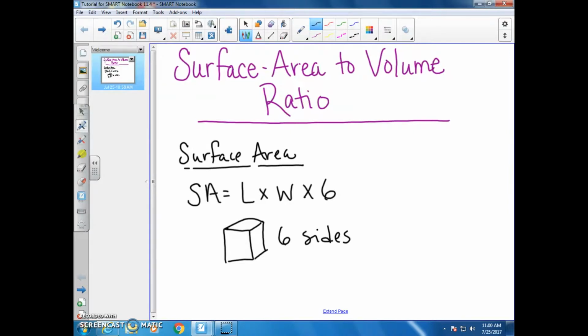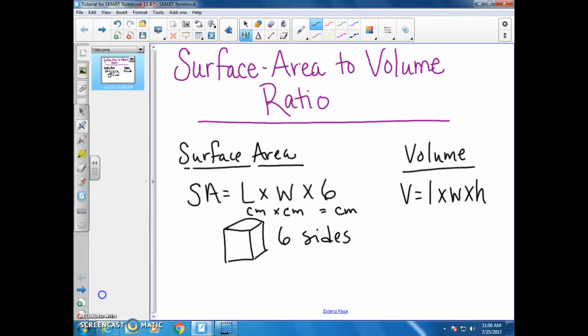We also are looking at volume. We know with volume that we are going to do length times width times height. And so don't forget that in area we square the unit. So this would be centimeters times centimeters, and so we would get centimeters squared. And in volume we have centimeters times centimeters times centimeters, and so we would get centimeters cubed.